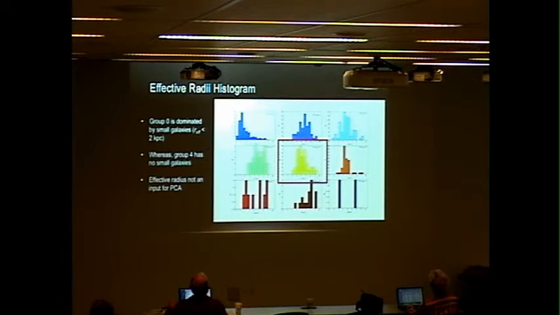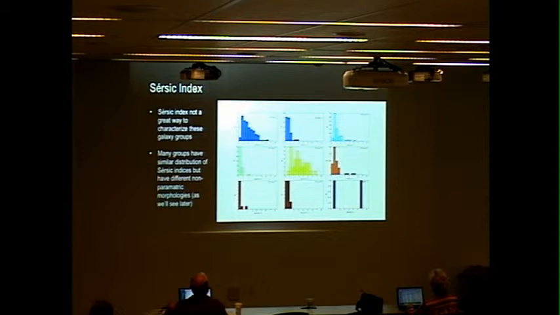Now, we also compared these groups to Sérsic index, and group 0 seemed to have a whole range of these Sérsic indices, so it wasn't quite that they're all compact or all disks. So I would say that the Sérsic index wasn't a great way to characterize these groups. Comparing group 0, which has a whole range, and group 4, which also has a whole range, it's hard to really determine from Sérsic alone what we're looking at.